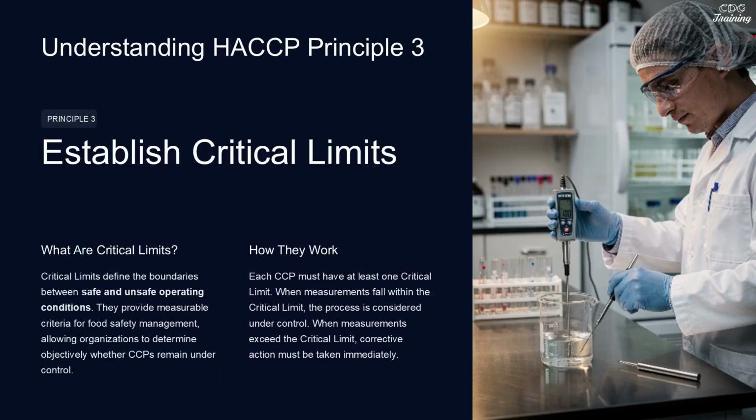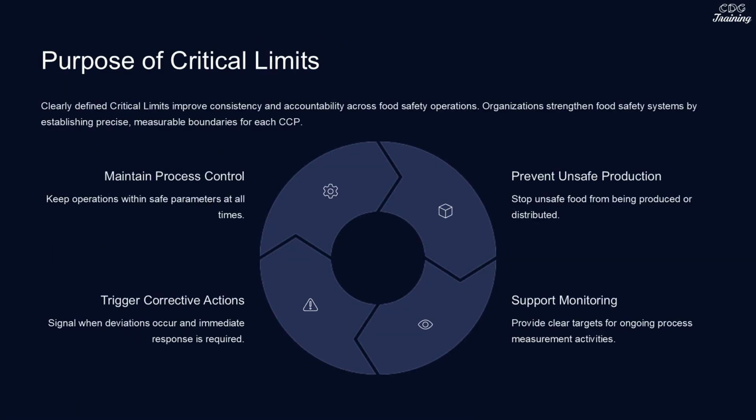Critical limits define the boundaries between safe and unsafe operating conditions. They provide measurable criteria for food safety management, allowing organizations to determine objectively whether CCPs remain under control. Clearly defined critical limits improve consistency and accountability across food safety operations. Organizations strengthen food safety systems by establishing precise, measurable boundaries for each CCP.